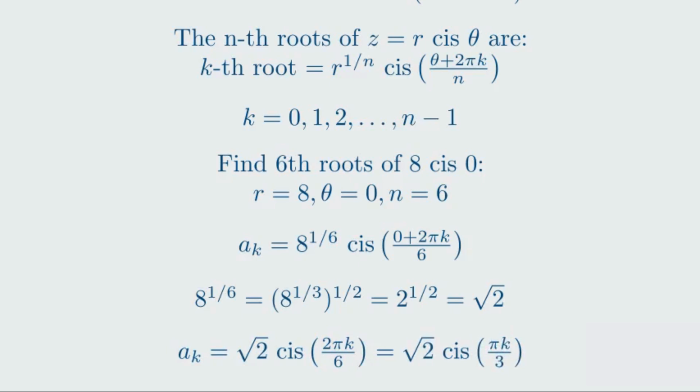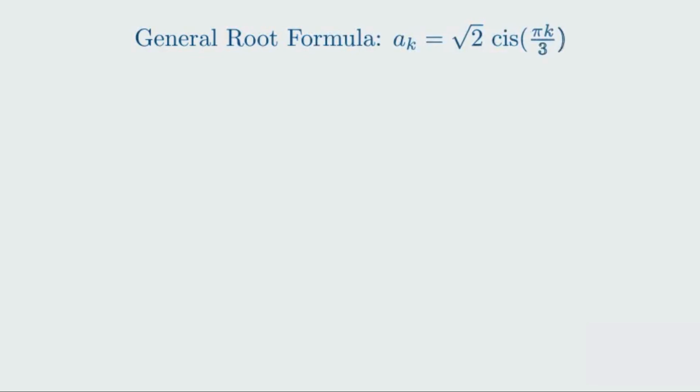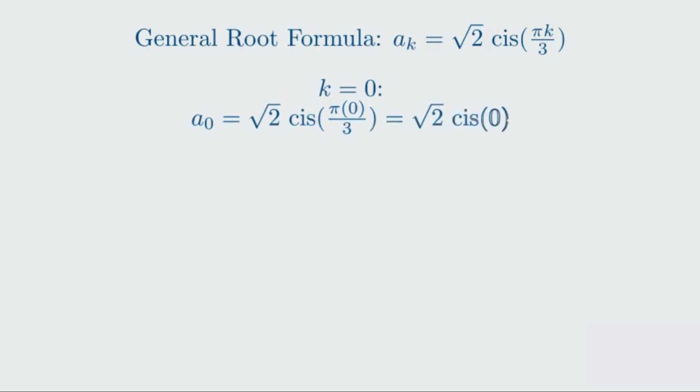Let's calculate our first 2 roots by plugging in k equals 0 and k equals 1 into our formula. Remember, the formula for our kth root is square root of 2 cis of k pi over 3. First, let's find the root corresponding to k equals 0. When k is 0, the angle becomes 0 times pi over 3, which is just 0. The root is square root of 2 cis 0. Let's convert this to rectangular form.